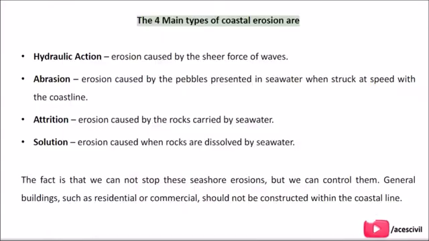The four main types of coastal erosion are: hydraulic action, erosion caused by the shear force of waves. Abrasion, erosion caused by the pebbles present in seawater when struck at speed against the coastline. Attrition, erosion caused by the rocks carried by seawater. Solution, erosion caused when rocks are dissolved by seawater.